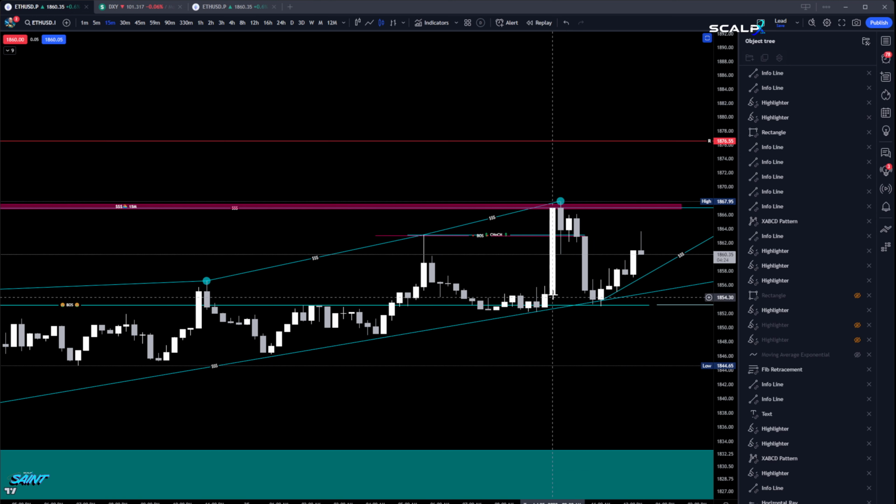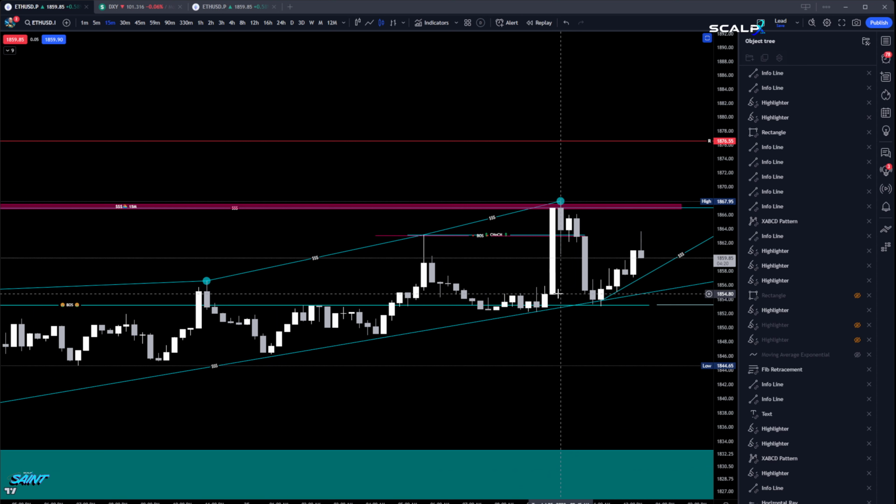Because from when that candle opened, they completely controlled that session. They pushed it all the way to an order block, and then they pushed it right back down.